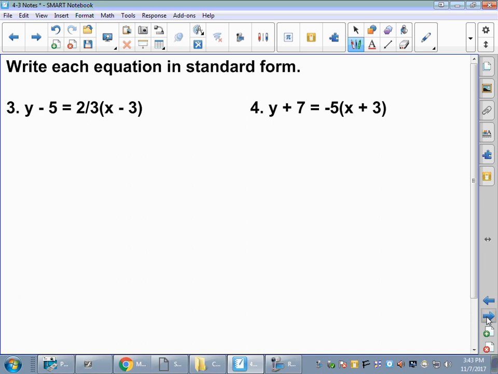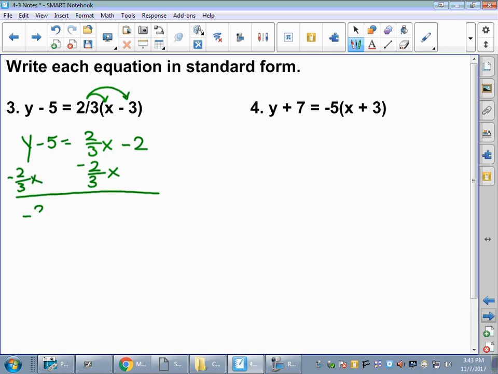They're asking us to take these point-slope forms and put them into standard form. So what that requires is that we distribute the 2/3 through. So 2/3 x, and 2/3 times -3 is just a -2. And I need to put this in standard form. So if you remember standard form, we got to have the x values on the left. So -2/3 x plus y minus 5 equals -2.